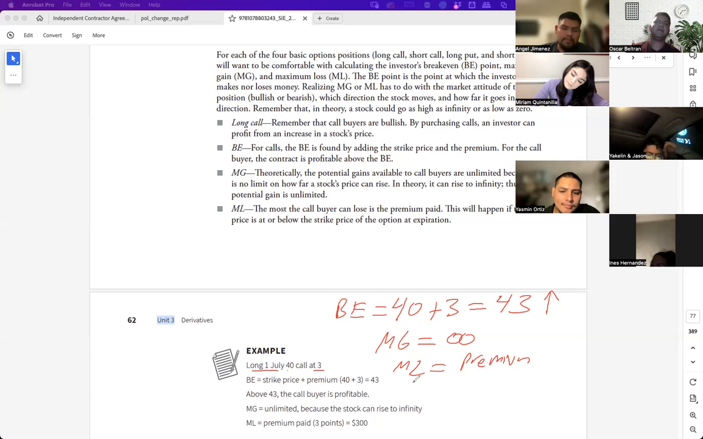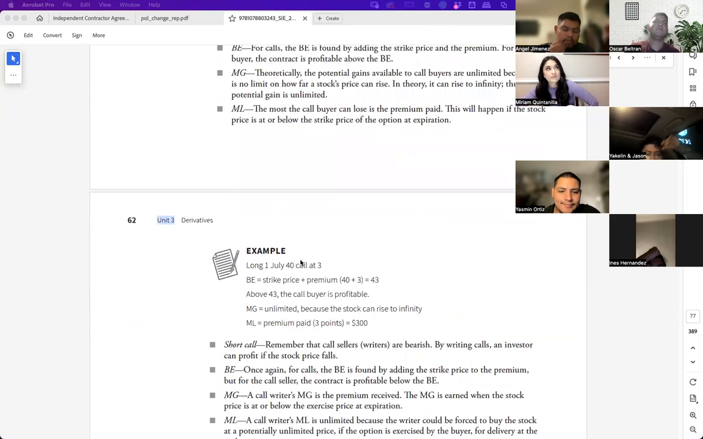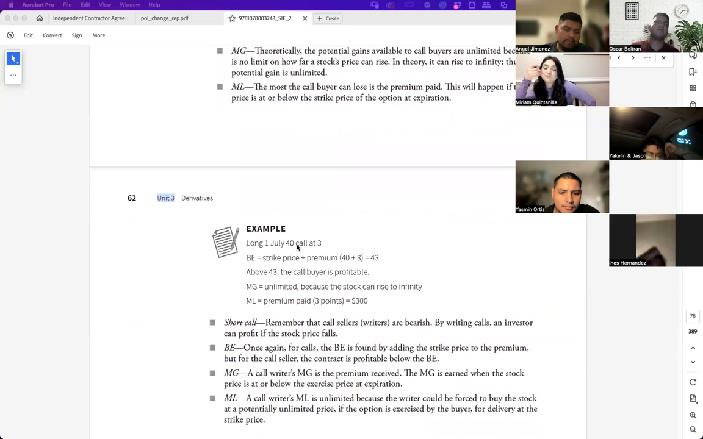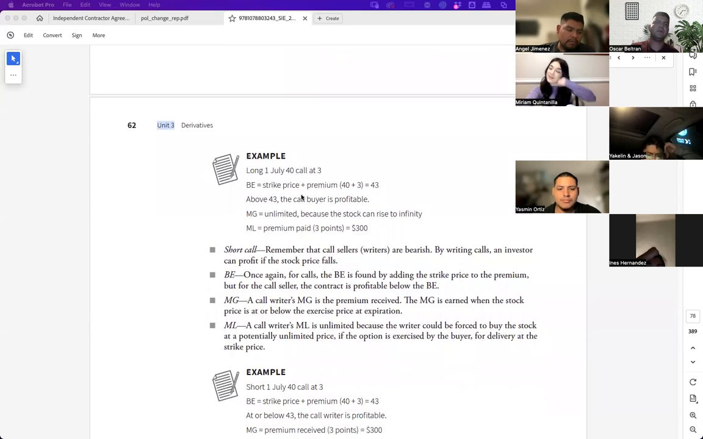So in this case, if their premium is 3, it's going to be 3 times $100. Let's keep going. Let's go now to the short call, with the example below here.